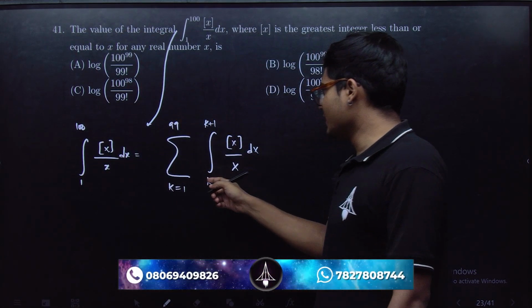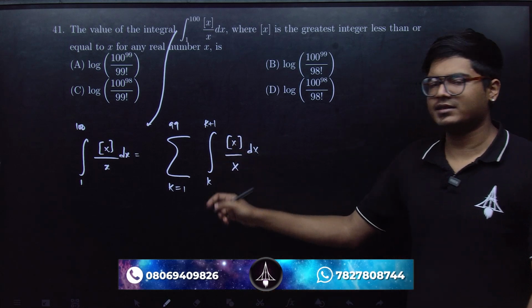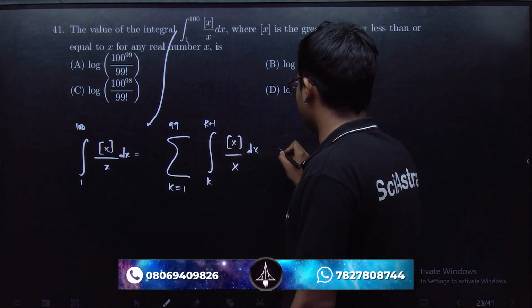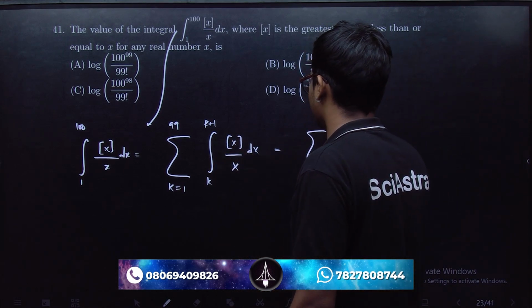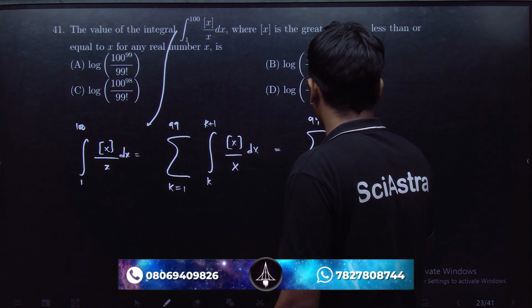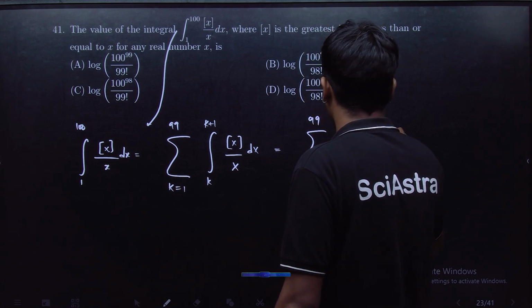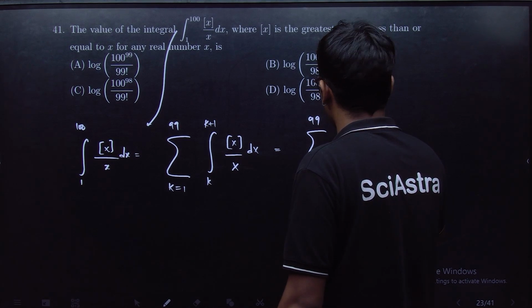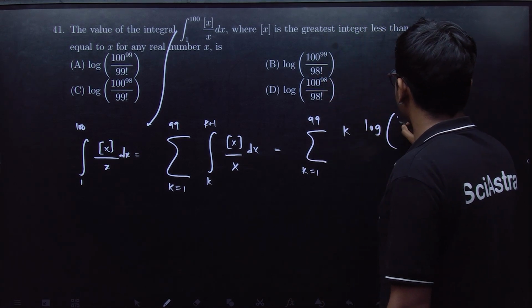Now in between the interval k to k plus 1, I know for sure that floor x is always going to be equal to k, right? This just turns out to be summation k equal to 1 to 99, k times integral of 1 by x dx, which is just log of k plus 1 minus log of k, right?